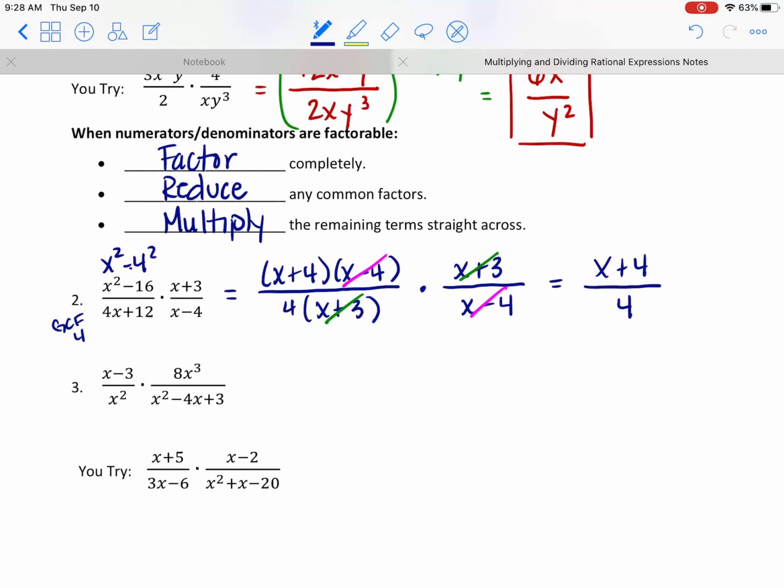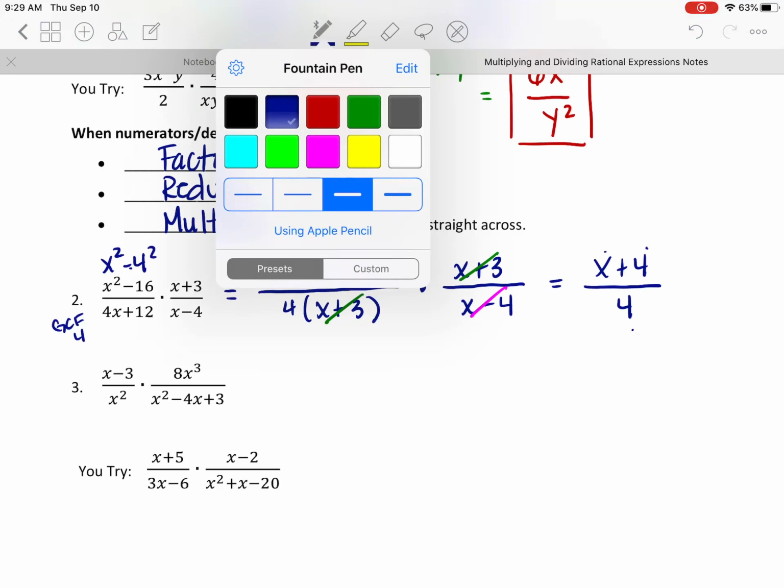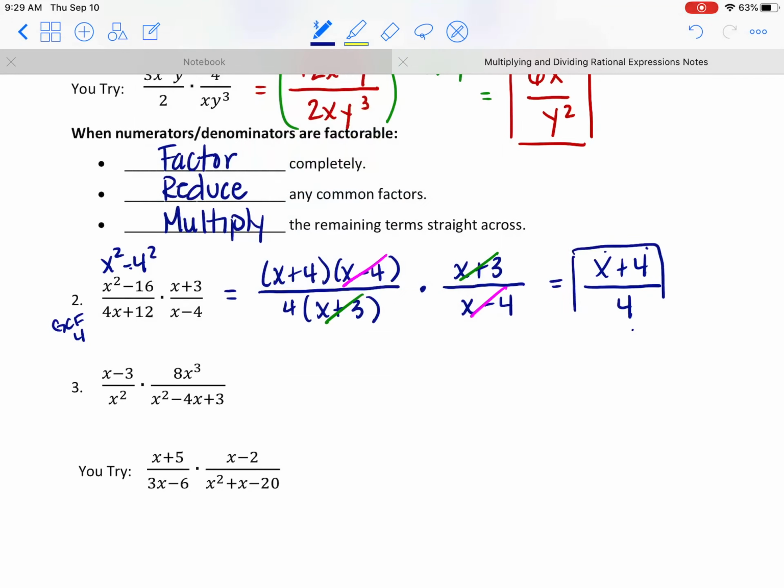So some of you from here might be tempted to reduce, but remember, we've got 1, 2, 3 terms in this fraction. They don't all have a 4, so we cannot reduce anything, okay? Can't reduce that 4. So this is our simplified answer.